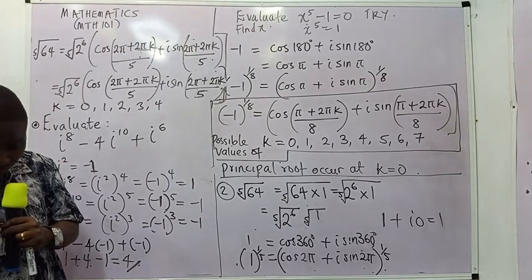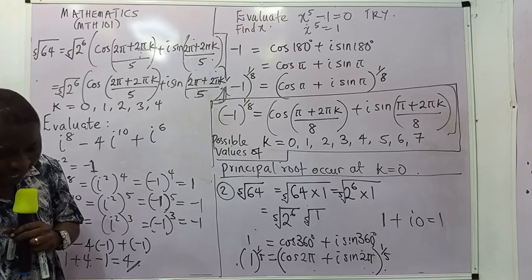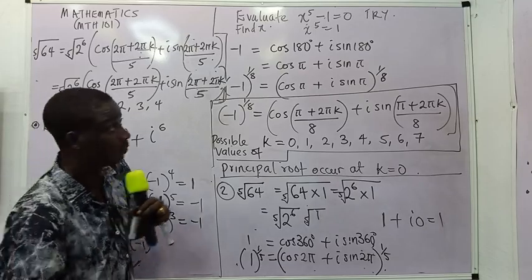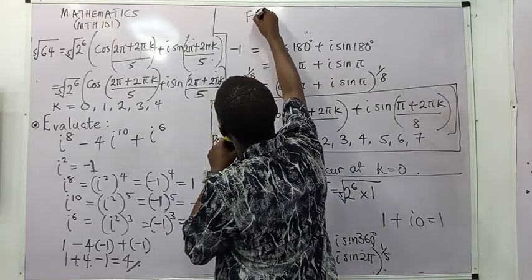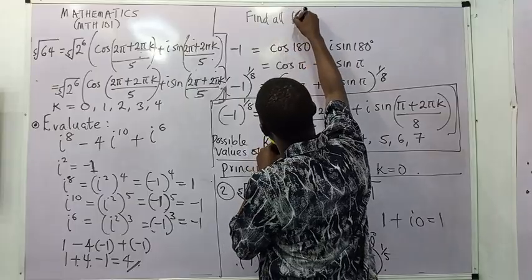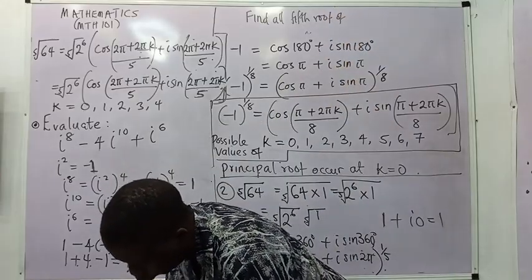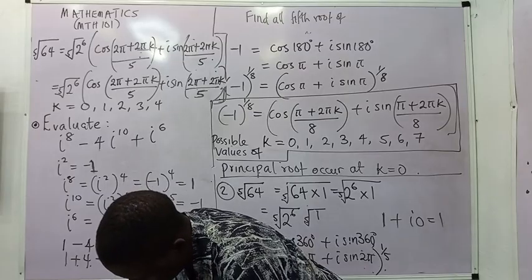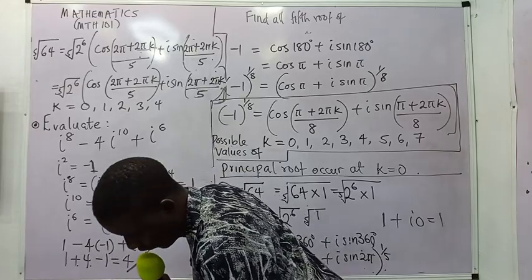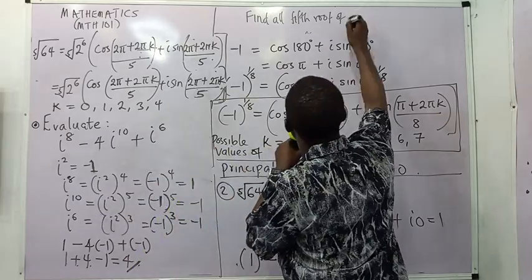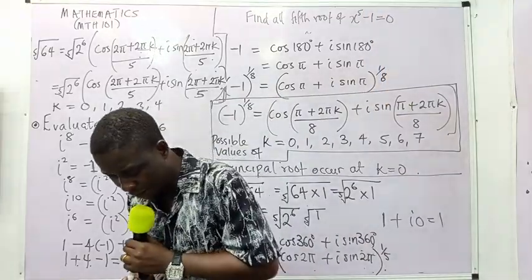The question says, find all fifth roots. That is the question. Find all fifth roots of x to the power 5 minus 1 equal to 0. So try that one for me.